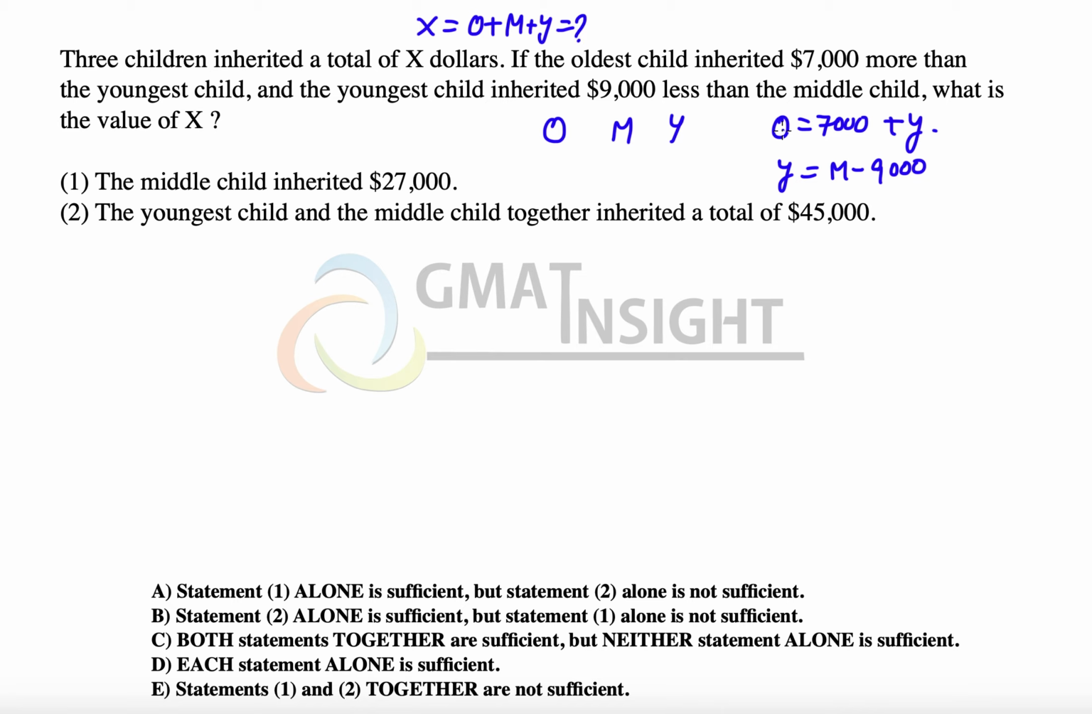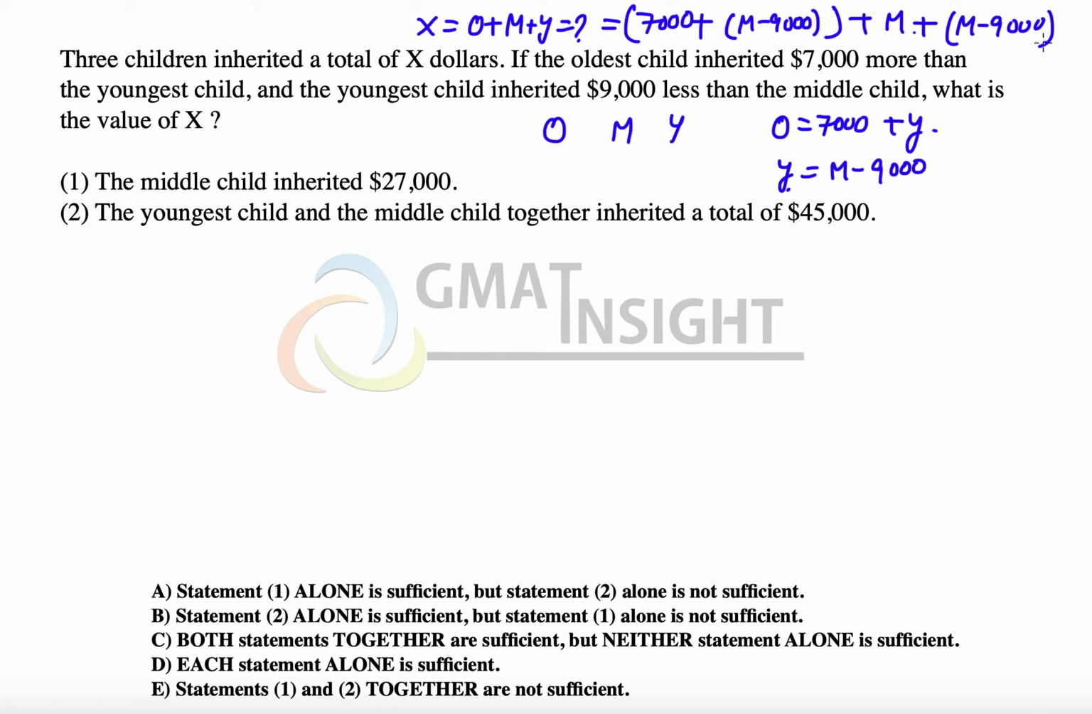So let's quickly see that oldest can be written as 7,000 plus Y. Y can be written as M minus 9,000. That means we can represent this expression as 7,000 plus middle minus 9,000. This is the entire value of O, plus for the middle the inherited money is M itself, and for the youngest the inherited money is M minus 9,000. So we have to just simplify this.